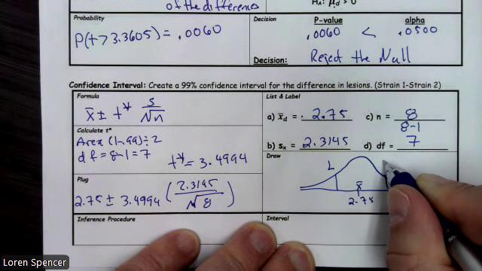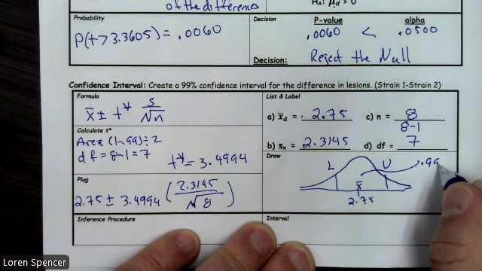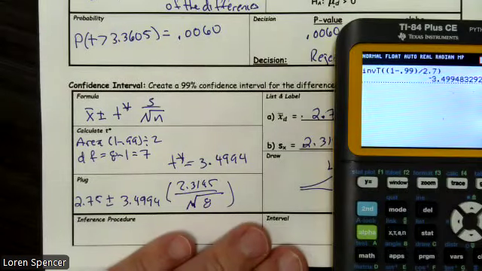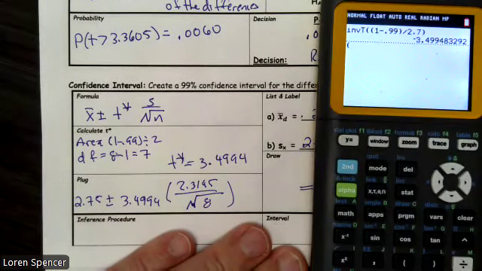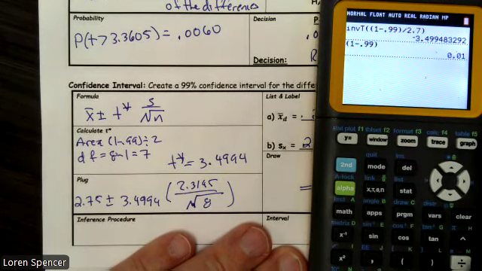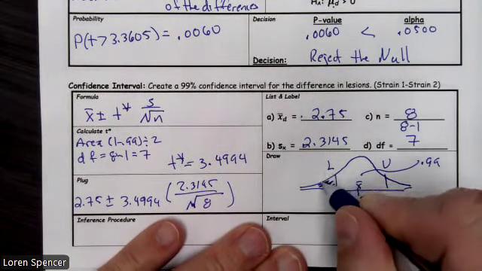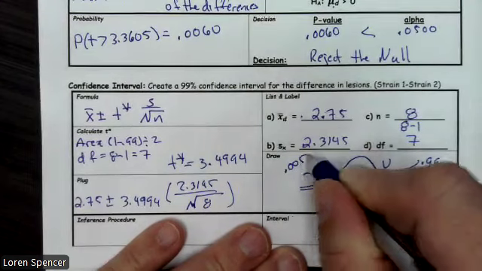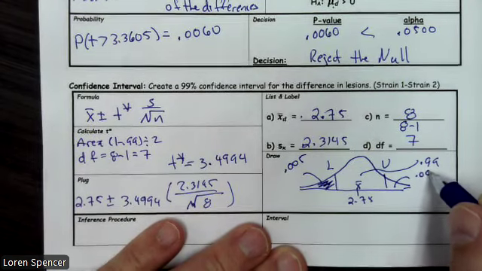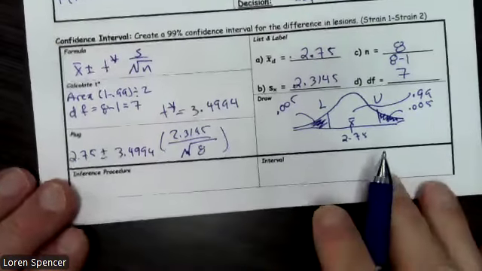Then we have a lower bound and an upper bound. This area is 0.99. So my area in the tails, 1 minus 0.99, that's my alpha divided by 2. And we get 0.005 in each tail. Really, really small amount, 0.005 and 0.005. That's my area in the tails with an alpha of 0.01.